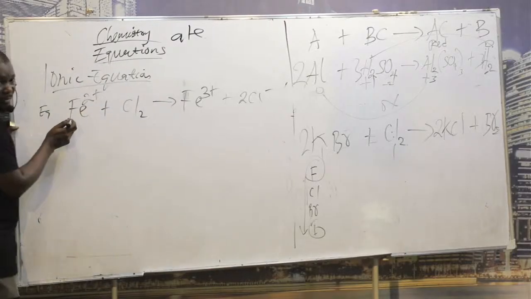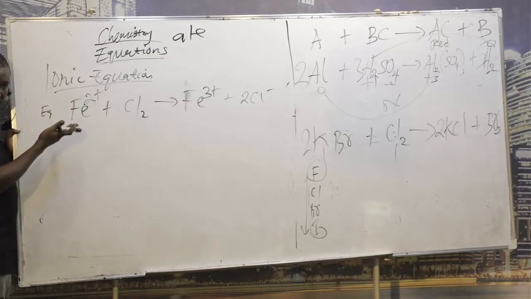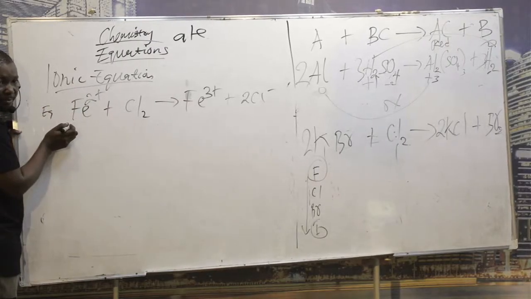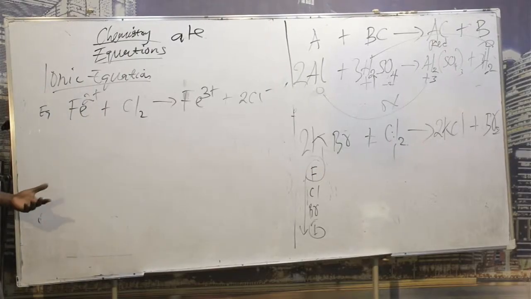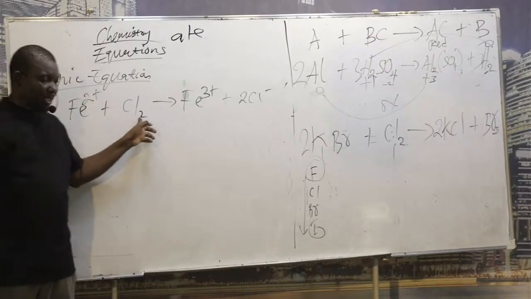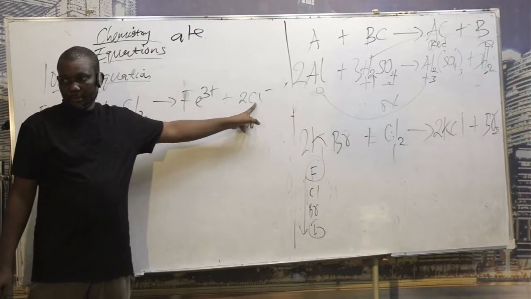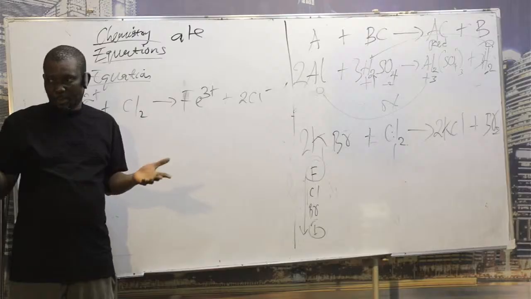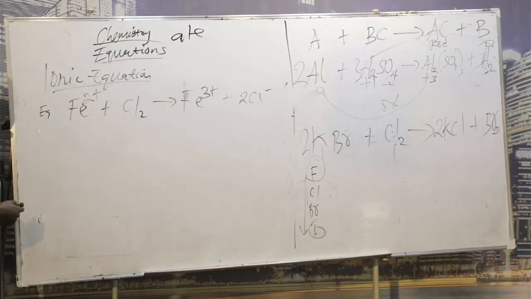How many Fe do you have here? Forget the charge, let's look at the atom. How many atoms of Fe do you have here? 1. How many here? Have you seen in this equation, the number of atoms of Fe is balanced on both sides. So you leave it. How many Cl do you have here? Have you seen that the 2 Cl on both sides is balanced? Let's check if the charge on both sides balances as well.